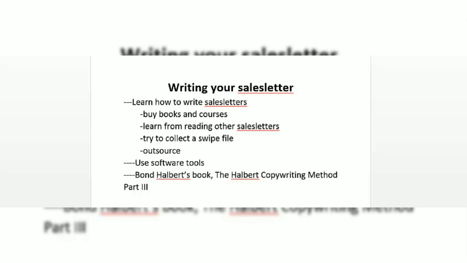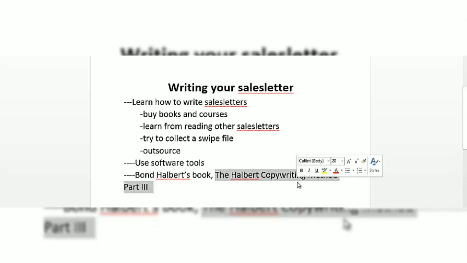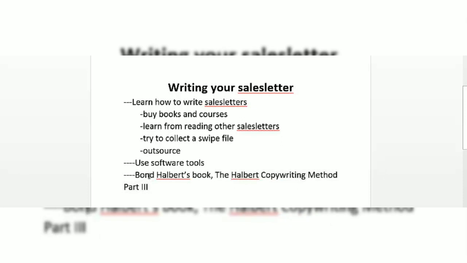And for that, I recommend you buy this book on Amazon. It's a book by Bond Halbert, and the title of the book is The Halbert Copywriting Method Part 3. And Bond Halbert is the son of the great copywriting master Gary Halbert. Okay, but The Halbert Copywriting Method Part 3 teaches you how to edit a rough draft of a sales letter. So this is great for editing sales letters that are created by these sales letter software tools. Okay, it teaches you how to smooth it out and make it more appealing.